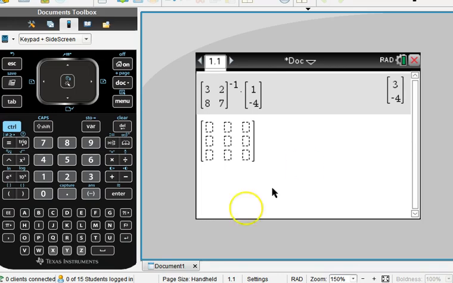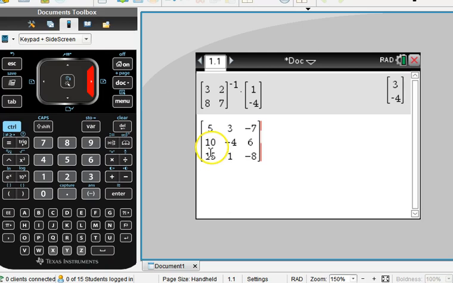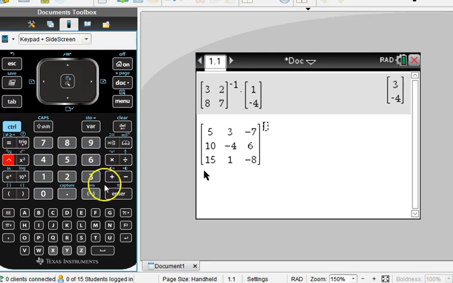And let me fill in the numbers quickly. So I'm going to have to go back and look. 5, 3, negative 7, 10, negative 4, 6, 15, 1, negative 8. And then remember to the negative 1 power, because we need the inverse matrix here. And then we have times.